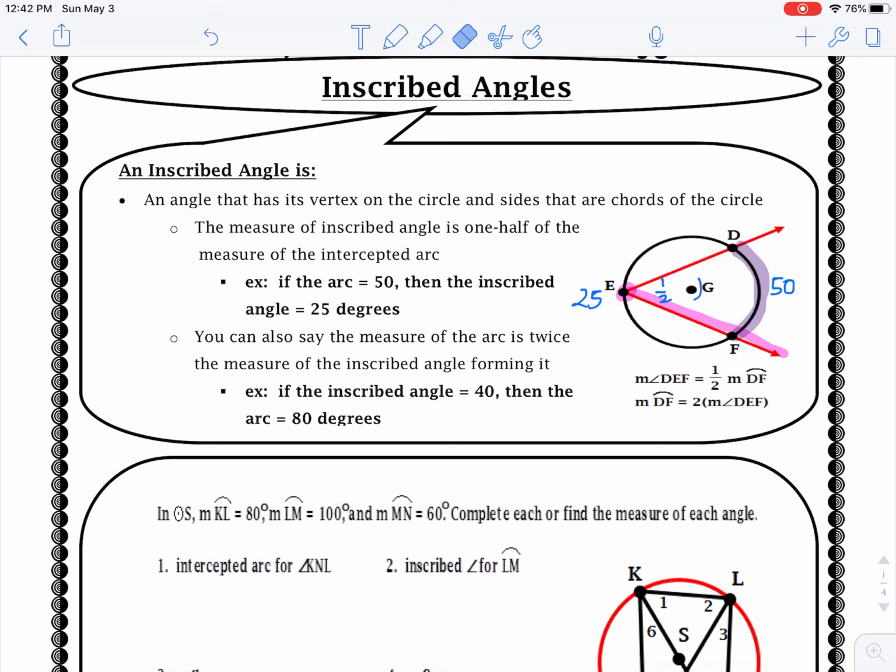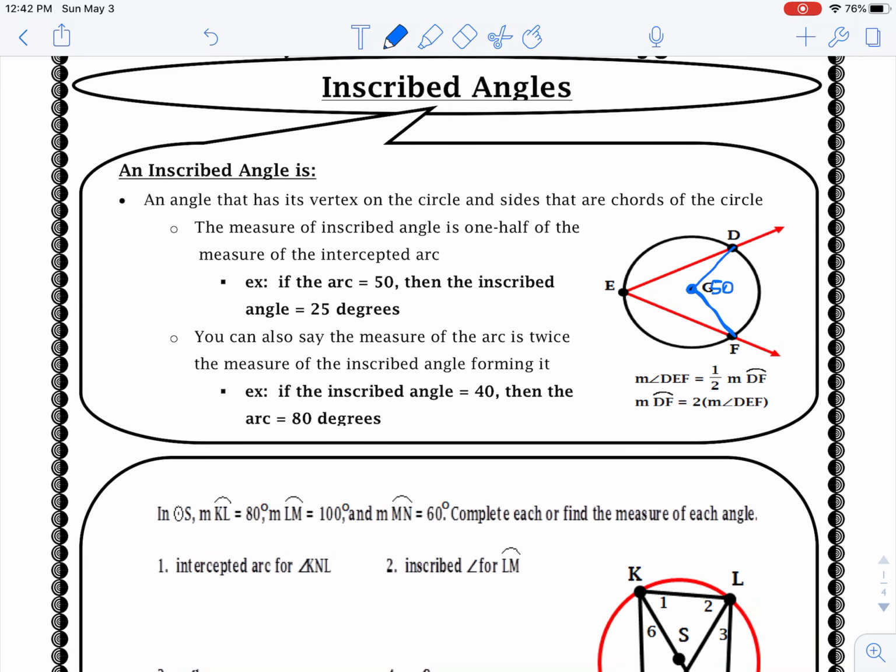In comparing that to a central angle, I'm going to draw a central angle to the same circle. A central angle has its vertex at the center, and if I use the same 2 points, D and F, that's a central angle, and its measure is the same as the intercepted arc.